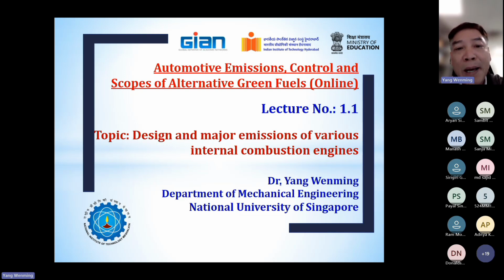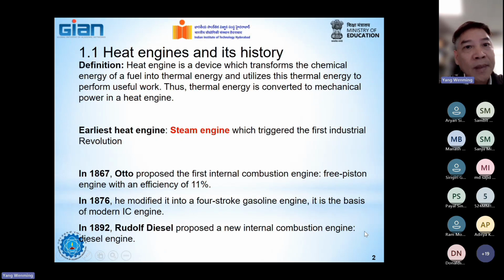Okay, so in the first part, I'm going to introduce the basic design and major emissions of various internal combustion engines. Firstly, I want to introduce the history of heat engines. Basically, a heat engine is a device which transforms chemical energy from a fuel into thermal energy, then utilizes this energy to perform useful work. As a result, the thermal energy is converted into mechanical power in the heat engines. So this kind of device we call a heat engine.